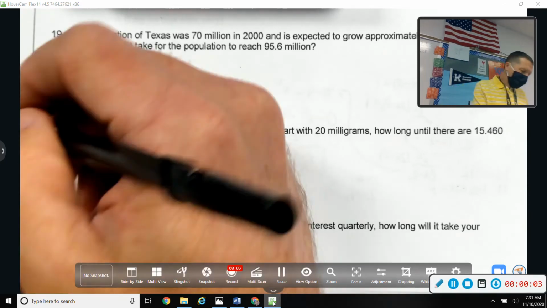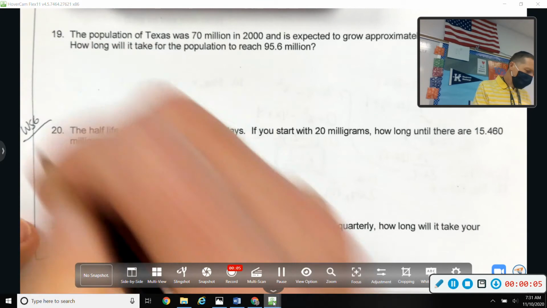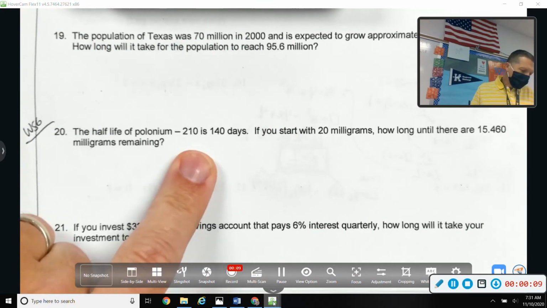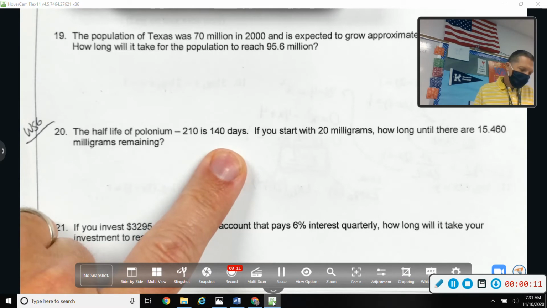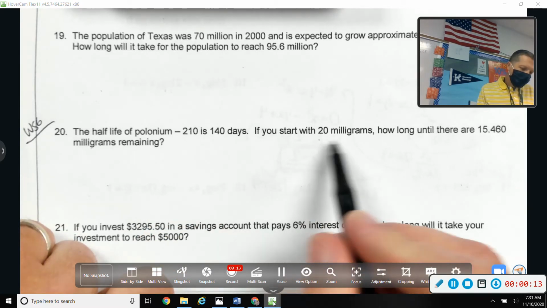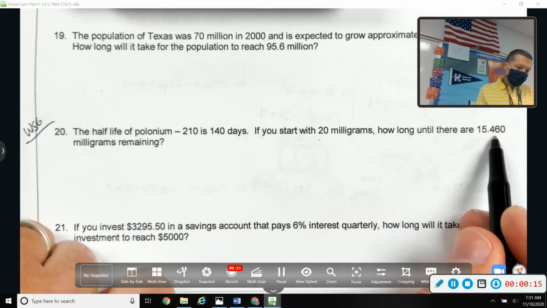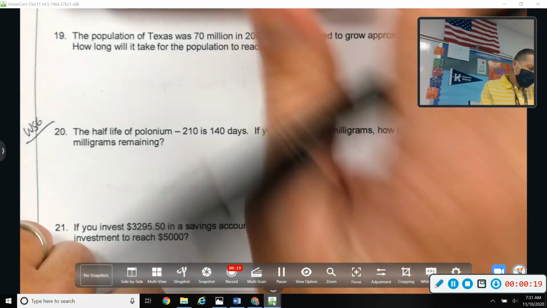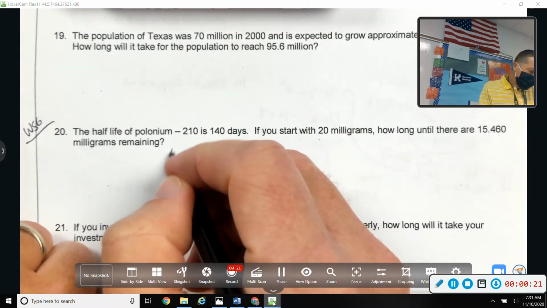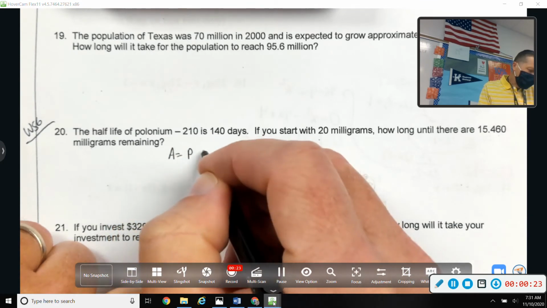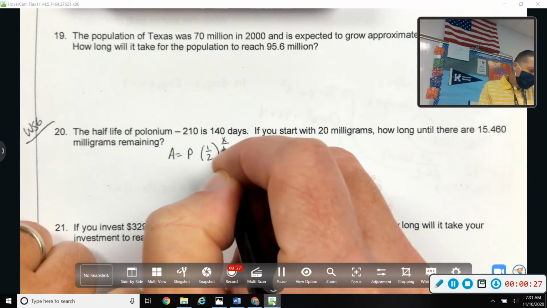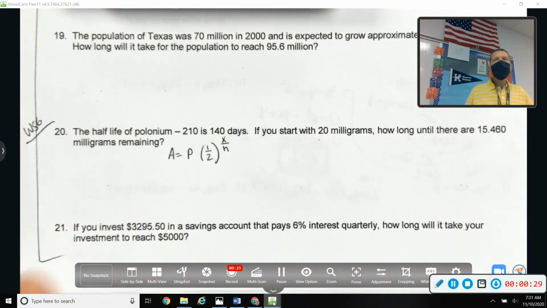Okay, so this is worksheet 6, number 20, the half-life problem. The half-life of polonium-210 is 140 days. If you start with 20 milligrams, how long until there are 15.46 milligrams remaining? So the half-life formula: after equals pre times 1/2 to the x over h.